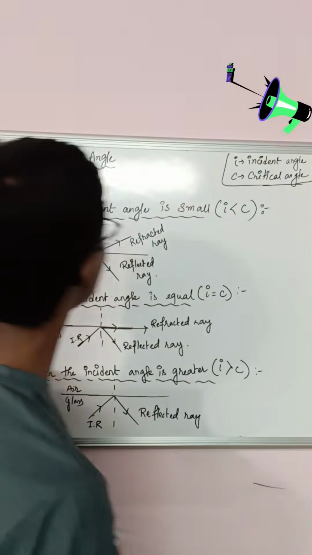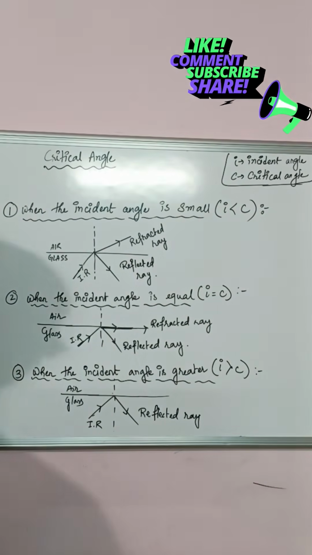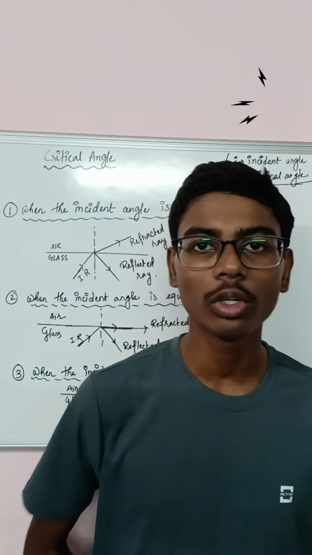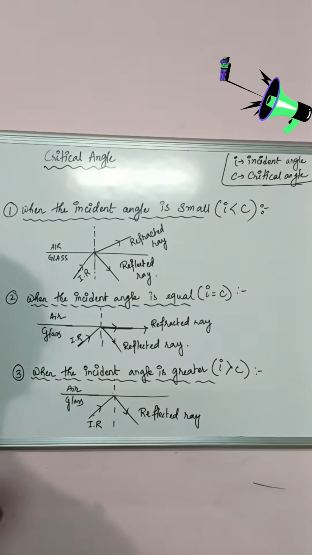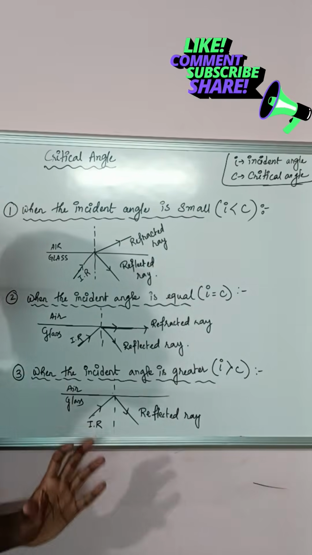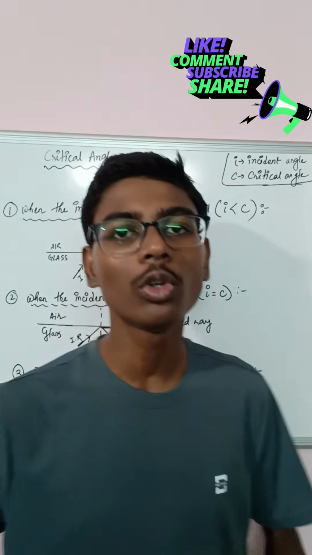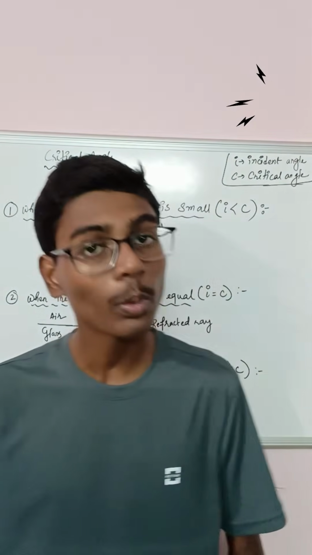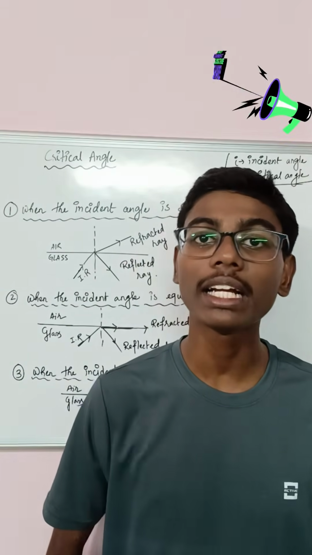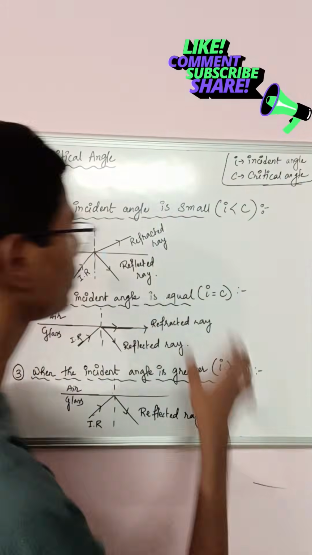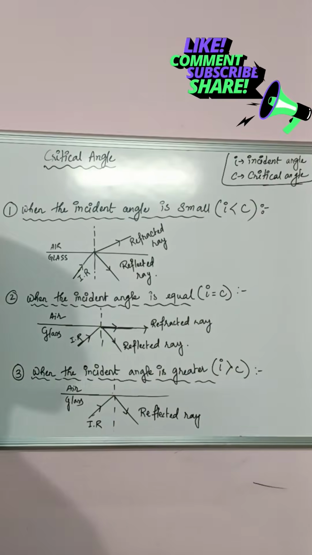So here we are going to learn about critical angle. Now, when we talk about critical angle, then we have to know that three situations arise over here. And today's shot is basically based on those three situations only. So we have to know about all the three situations and what are the things which are happening depending on the three criteria which is given here.